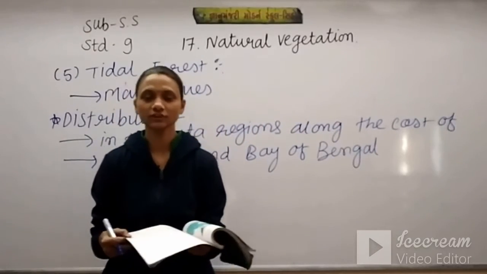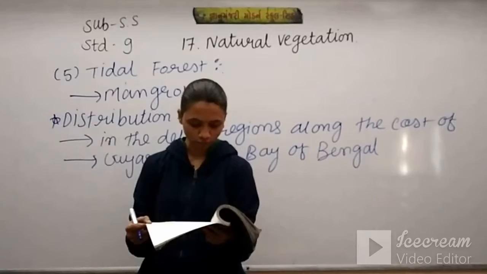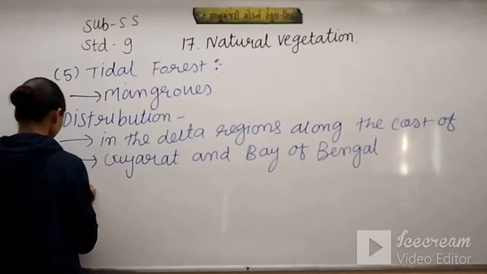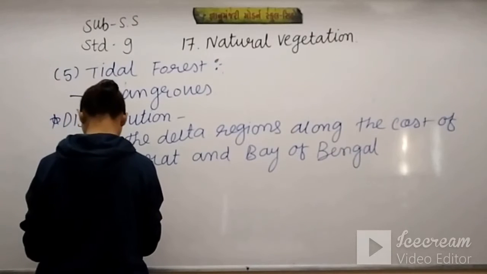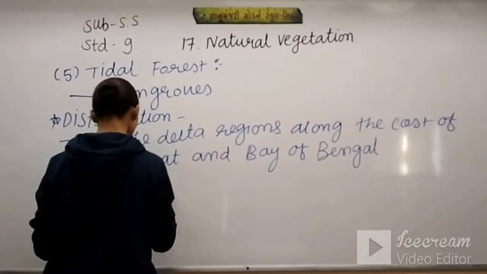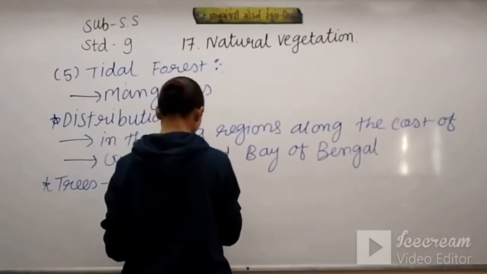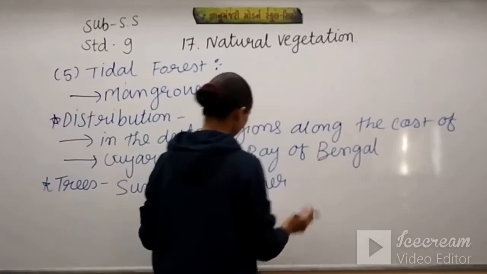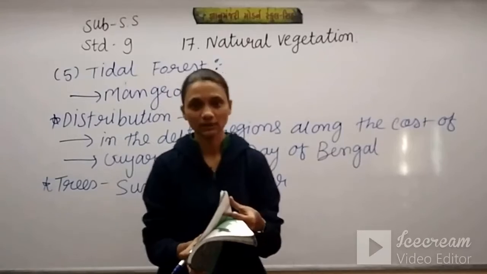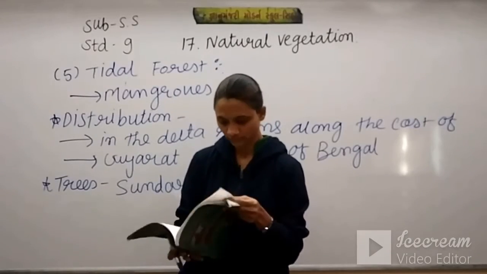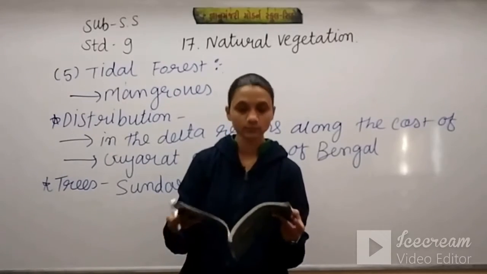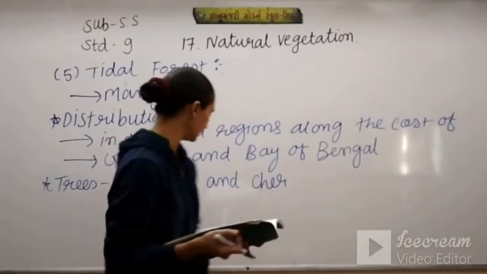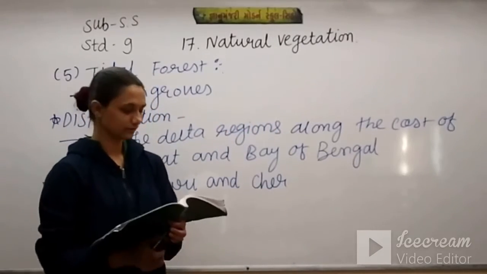Now which kind of trees are found here? It is Sundari and Chair. This type of trees are found here. These are the 5 types of forest. Now we'll go for forest products and their utility. Before that, please note these down, students.